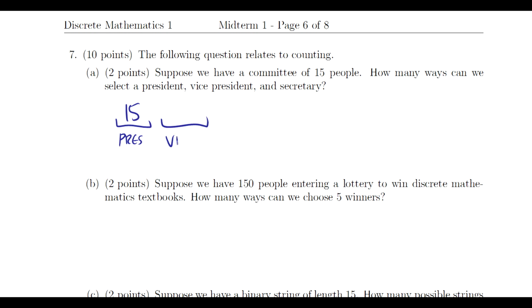And then for the vice president, well, we just picked one of those people to be president, so there's only 14 choices left for vice president. And then as far as the secretary goes, well, we selected one person for president and one person for vice president, so there's only going to be 13 people left for the secretary. Therefore, your answer is 15 times 14 times 13, which is some number that you don't have to compute.